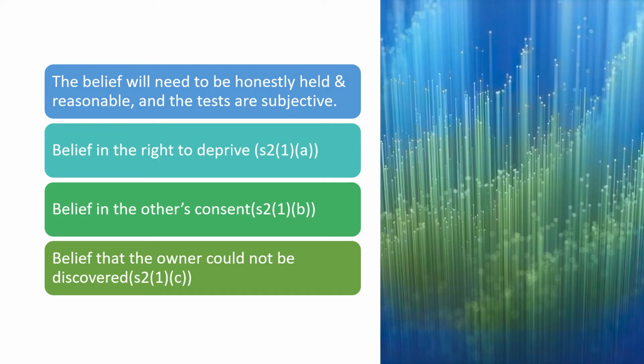The belief needs to be honestly held, and the tests are subjective. So as long as the defendant in this case believes he has the right to deprive and can show that to the jury, then he will not be considered dishonest. If he proves that he has belief in the other's consent and there are enough circumstances there, then again, if the jury believe it, they can find he's not dishonest. And of course, the tricky one, belief that the owner could not be discovered under Section 2(1)(c). Again, it needs to be honestly held.